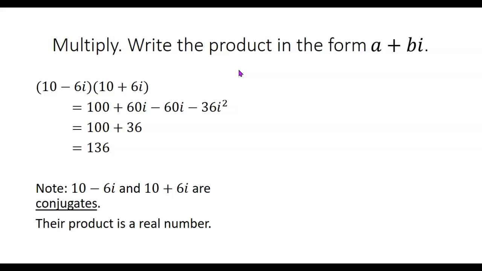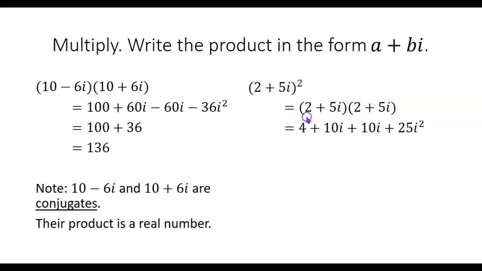But first, one more multiplication example. What is (2 plus 5i) squared? Remember, we're squaring this number, which means we're multiplying it times itself. We're taking 2 plus 5i times 2 plus 5i. So if we multiply that out, 2 times 2 is 4. On the outside, we have 2 times 5i, which is 10i. And on the inside, we get another 10i. And last, we get 5i times 5i, which is 25i squared.